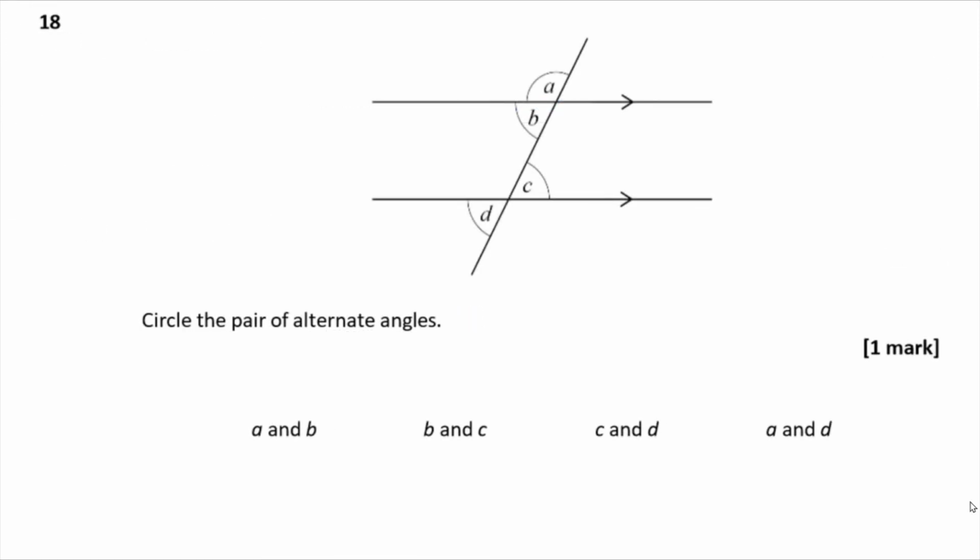Question 18, circle the pair of alternate angles. Well, alternate angles lie on opposite sides of the transversal, so it's going to have to be this pair here. Okay, yeah, so it's got to be that one, B and C.